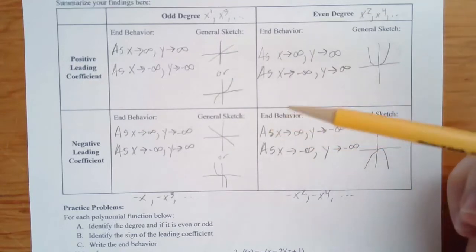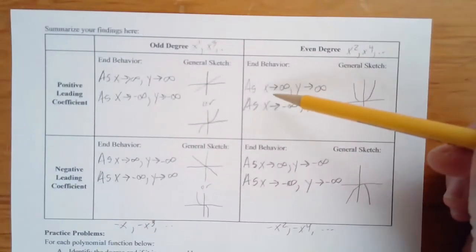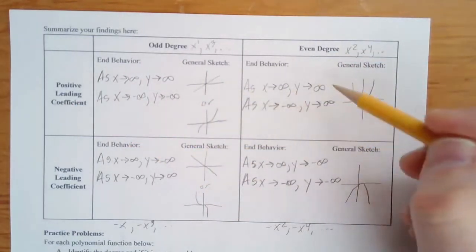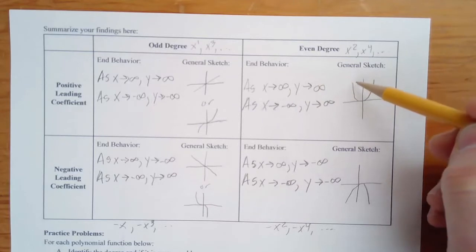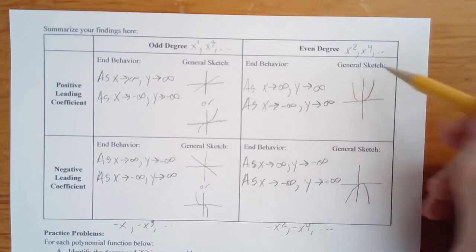So we look for even degree and positive leading coefficient. That'd be right here, right? Positive leading coefficient, even degree. So this is going to be our end behavior here, right? It's going to be going up on both sides. I always think of just a basic quadratic here, x squared.